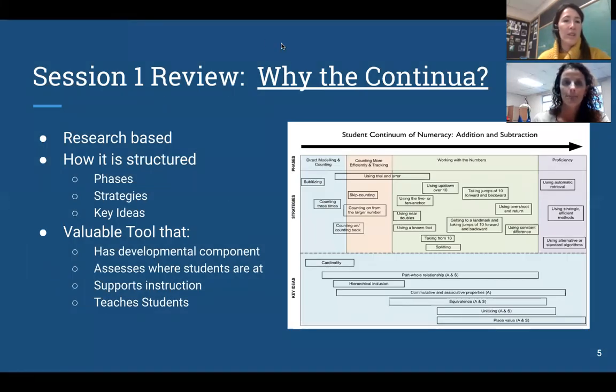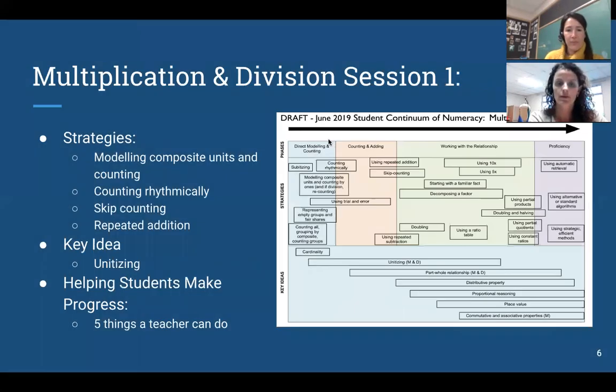We're just going to quickly remind you that there were some sessions prior to this one. The very first session was with Heather, and it was Why the Continua. It talked about these 3 things: how it's structured, how it's a valuable tool to us, and that it's research-based. The recording of that is on the blog, so if you wanted to see it, you could.